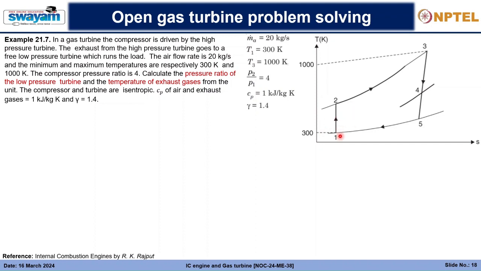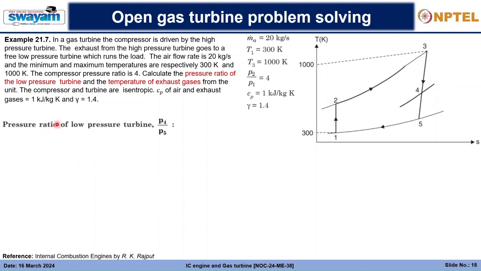So 1 to 2 is the compression, and from 2 to 3 is the heat addition. 3 to 4 is the expansion in the high pressure turbine, which is responsible for running the compressor load. And 4 to 5 is the low pressure turbine, which actually generates the net work from the entire system.